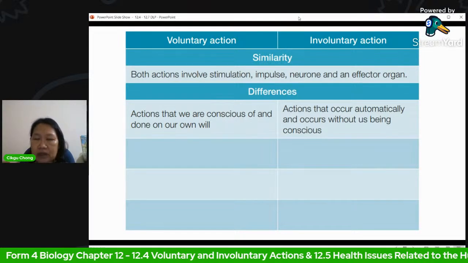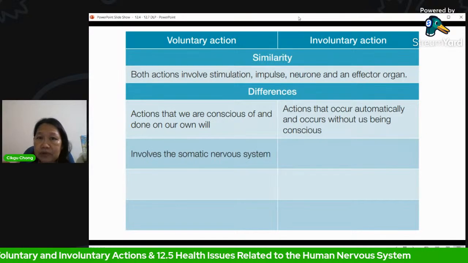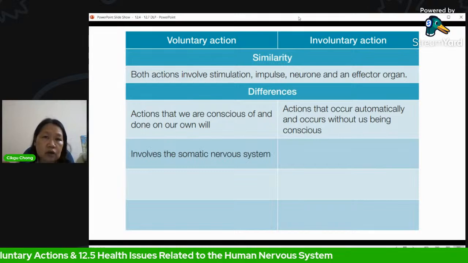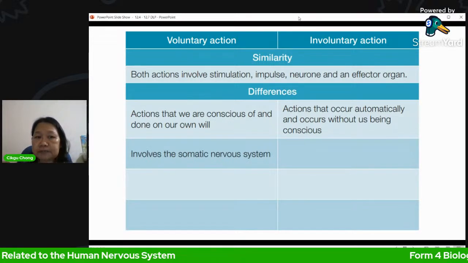knowing that it happens. For example, another thing is peristalsis, your heart beating, it carries out 24 hours a day without you having to give control, without having to give instructions.